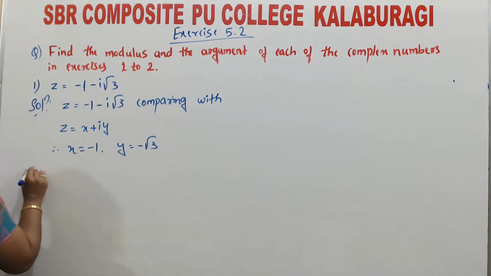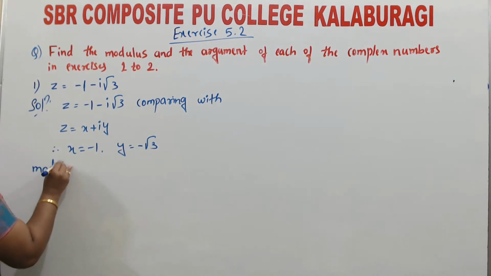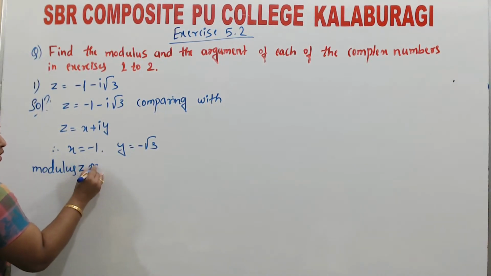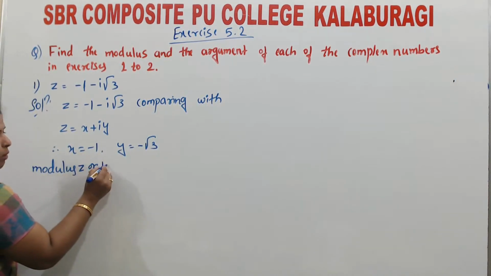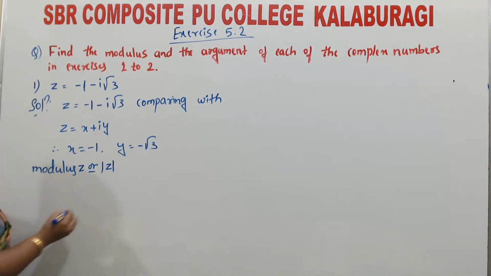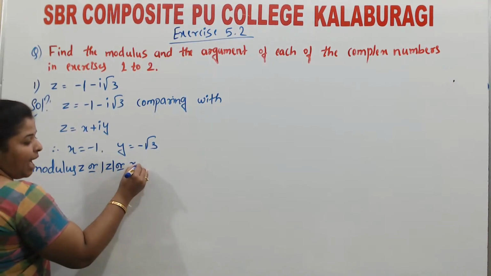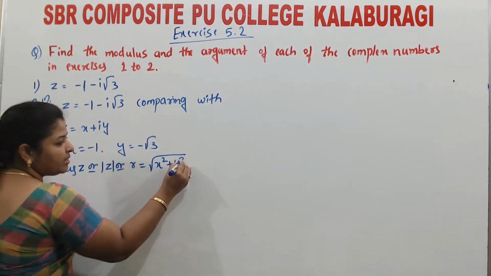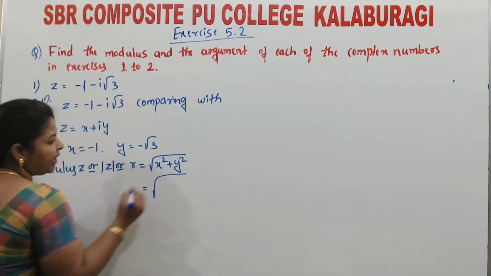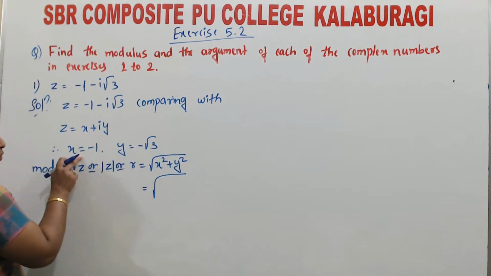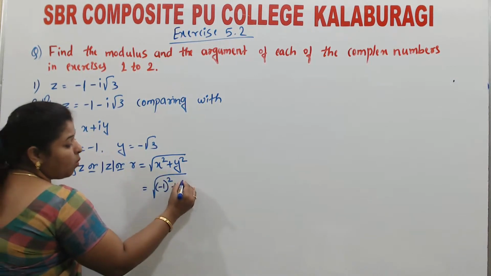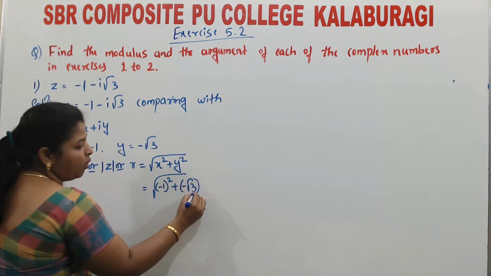How do we find modulus? Modulus of a complex number z is also denoted as modulus of z, or also we can write r. R is equal to, what is our form? Square root of x square plus y square, which is equal to square root of (-1) whole square plus (minus root 3) whole square.